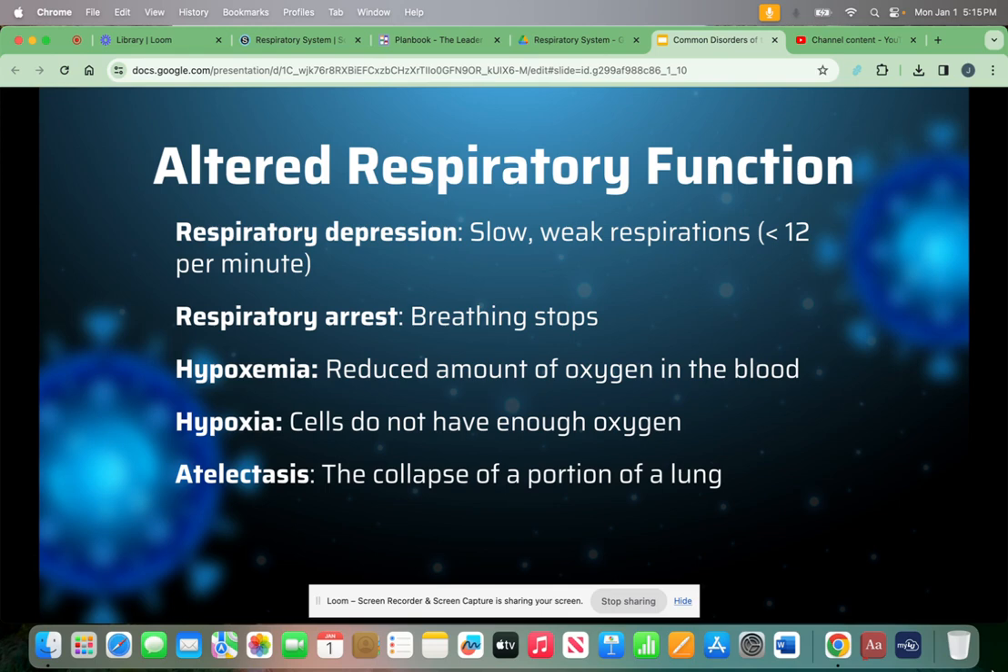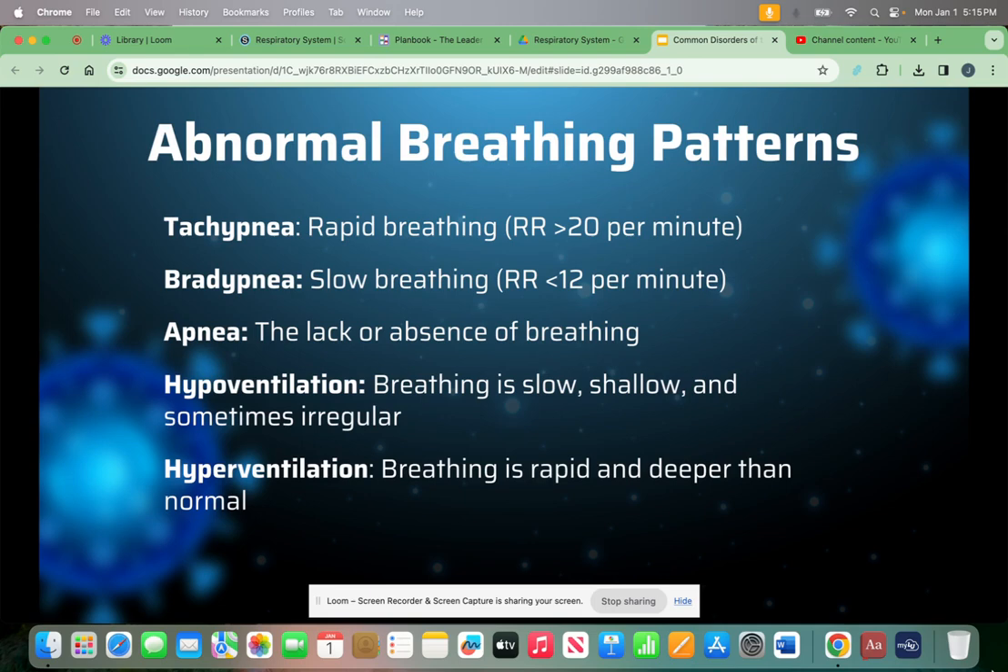Some abnormal breathing patterns. Tachypnea is rapid breathing, so it's a respiratory rate of greater than 20 per minute. Bradypnea is slow breathing, or a respiratory rate of less than 12 per minute. Apnea is the lack or absence of breathing. Hypoventilation is when breathing is slow, shallow, and sometimes irregular. Hyperventilation is when breathing is rapid and deeper than normal.